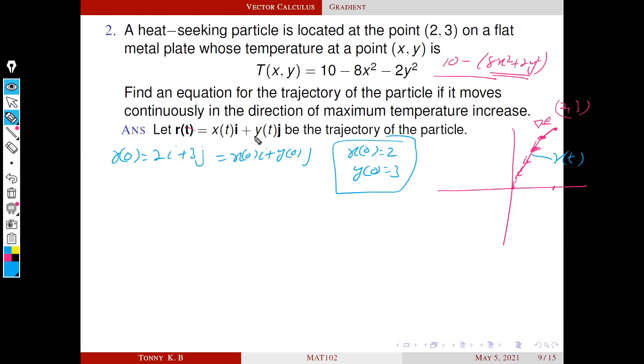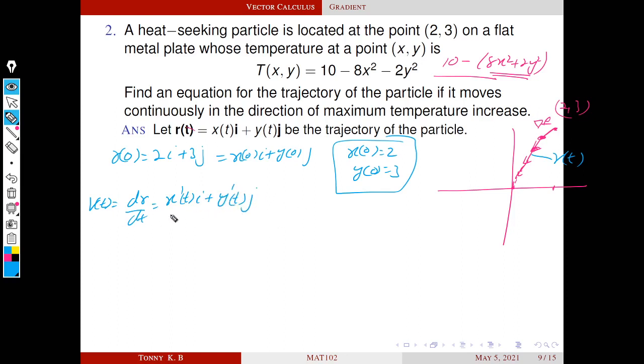Okay, how to find the velocity of this particle? Suppose we are computing the velocity at each point, and this is the trajectory of the particle. We assume that this is our trajectory. So how to find the velocity? We know that velocity is equal to dr/dt. So in this case it is x'(t) i plus y'(t) j.